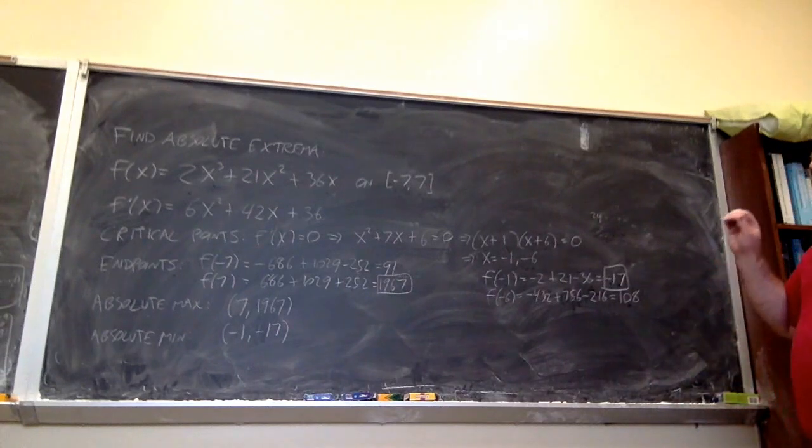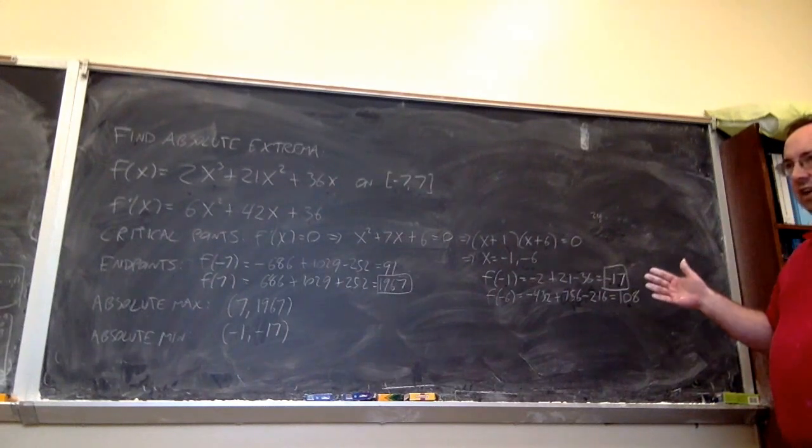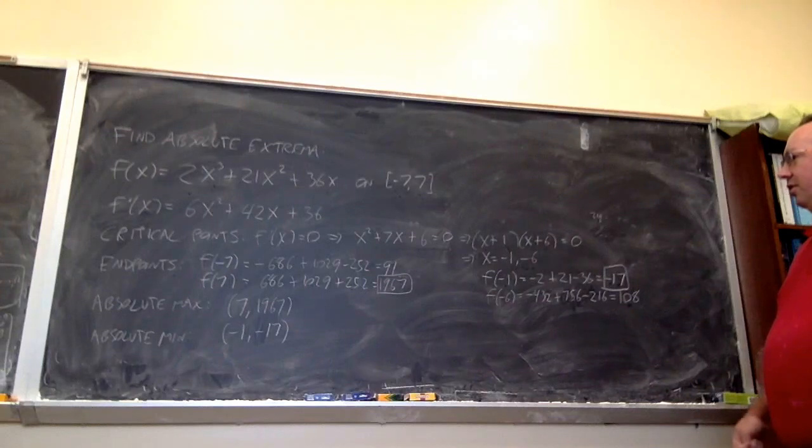So check your critical points, check your endpoints. Those are all of your candidates, and see which ones give you the largest and smallest values.